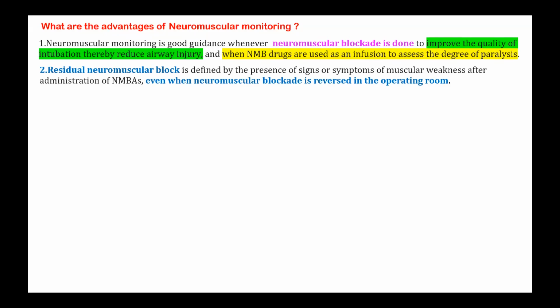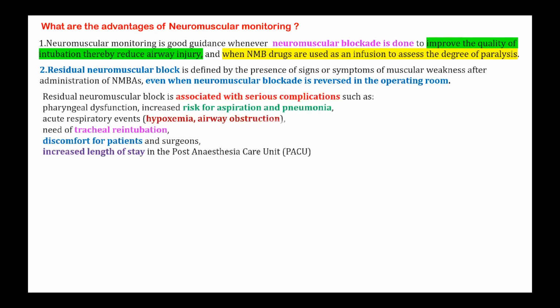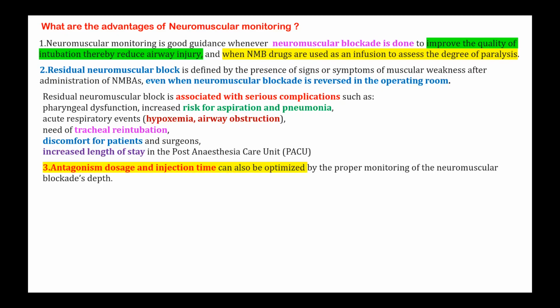And during recovery, to find out whether there is any residual neuromuscular blockade before giving your reversing agent, it is very, very useful. And if you do not assess the residual neuromuscular blockade, it can result in inadequate muscle power. The patient has chances of aspiration and pneumonia, hypoxemia, and re-intubation can be required. And also it increases the length of stay and morbidity to the patient. And antagonism dosage and injection time also can be optimized by monitoring the neuromuscular blockade depth.